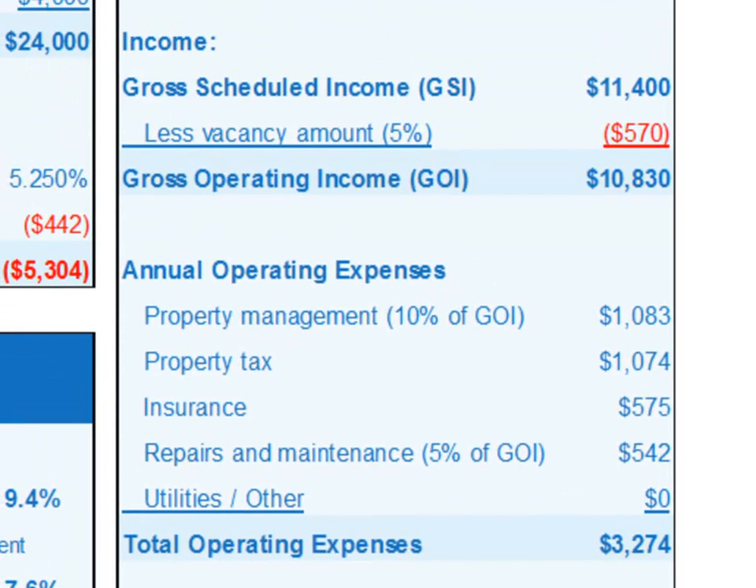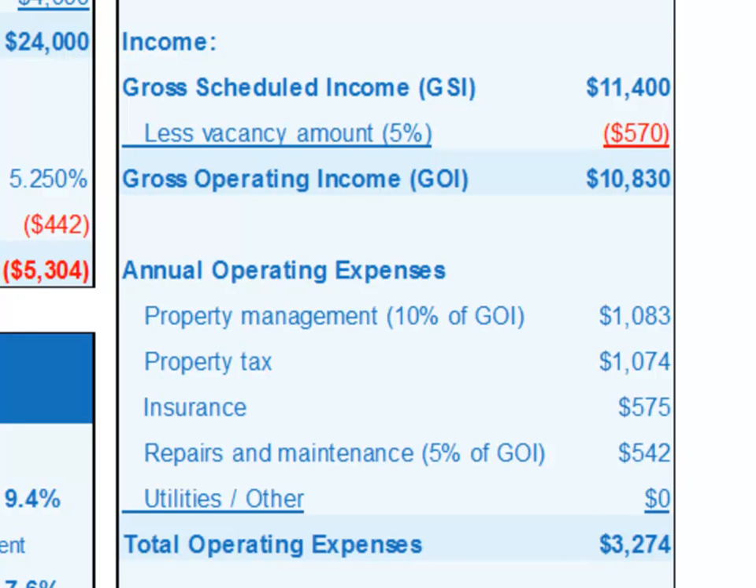Property management fees are earned when a property is tenanted and are expressed as a percentage of rents collected. Management fees are generally not collected when the property is vacant. Thus, our property management expenses are calculated as a percentage of gross operating income, or income after our vacancy reduction has been calculated. In this case, $1,083, 10% of our GOI. We then want to add a line for our property tax expense.